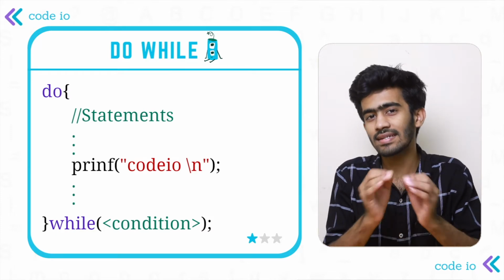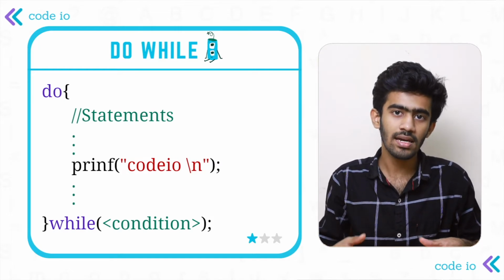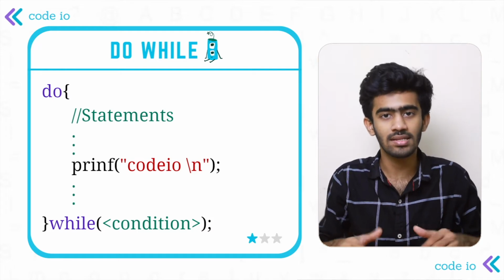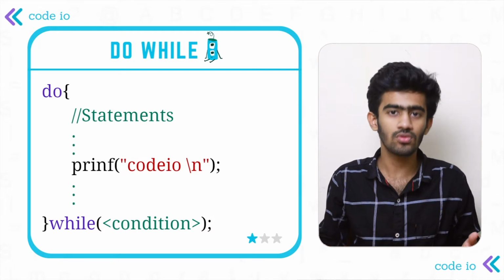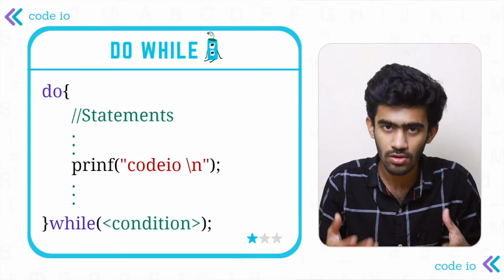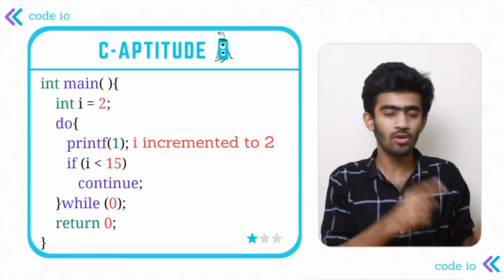Why do I say at least once? Because if the condition of the while loop is false, it will end at the first iteration, that is the first time itself. But if it is true, it will keep on running this loop until the condition stays true. If it goes false, then it will end the loop. Okay, so let us move on to this question.